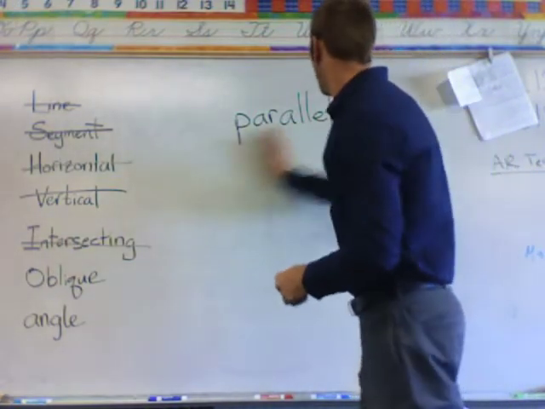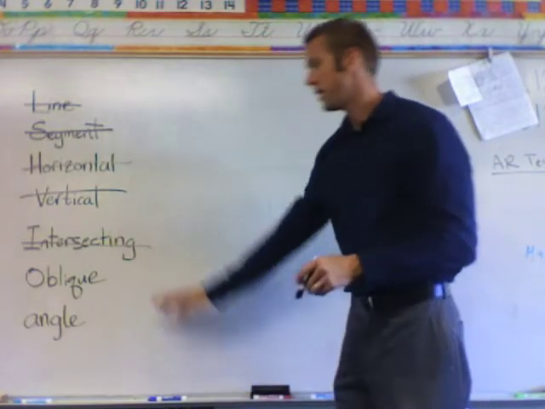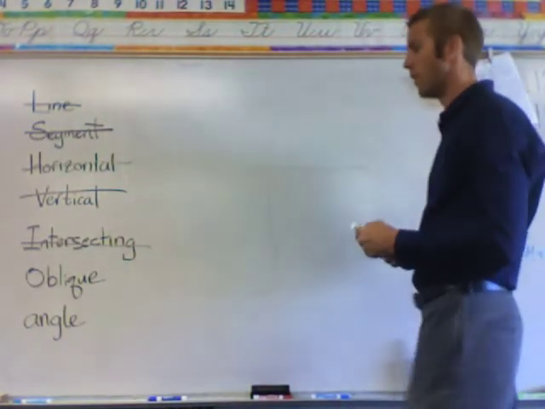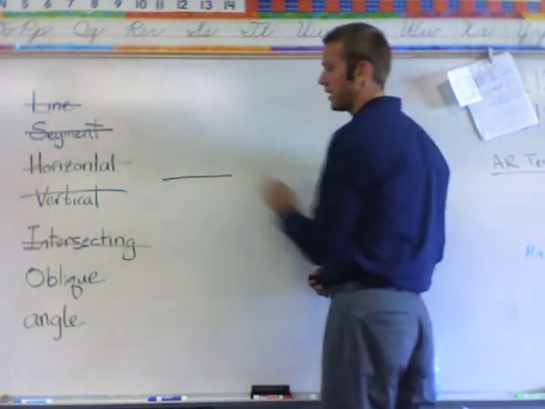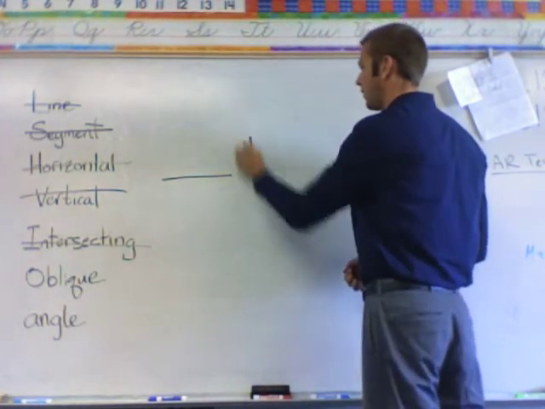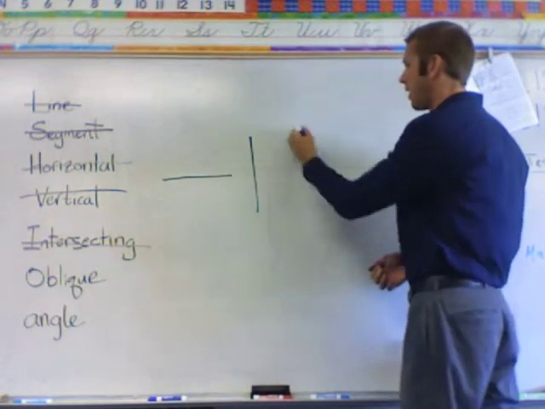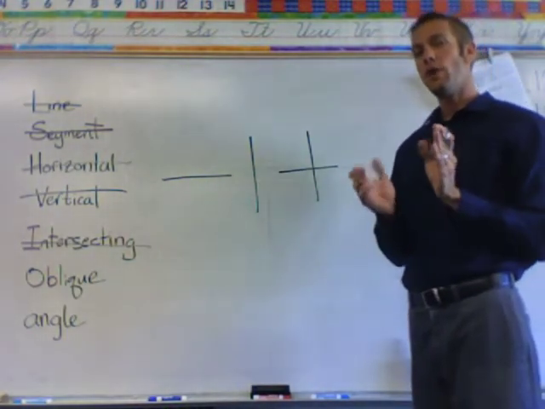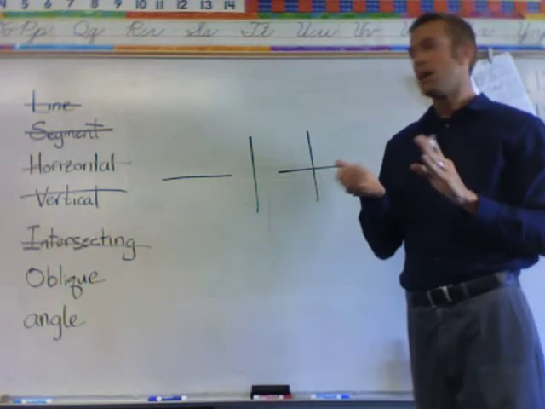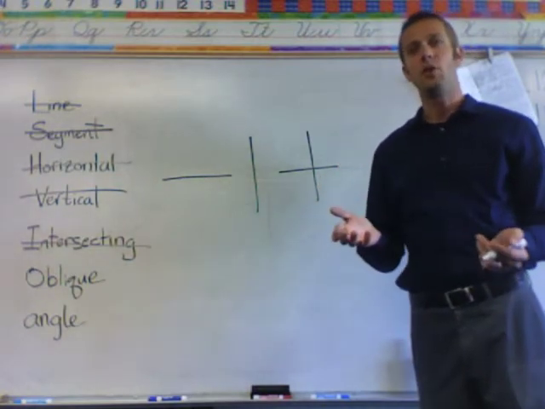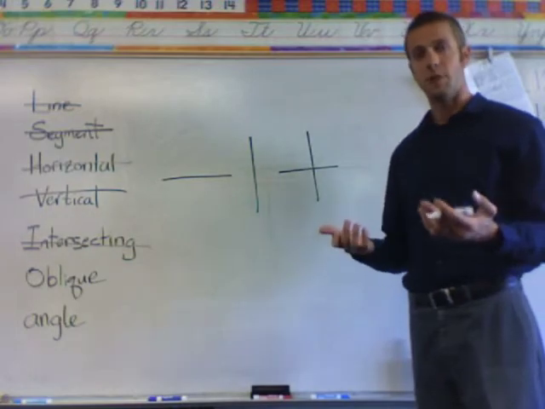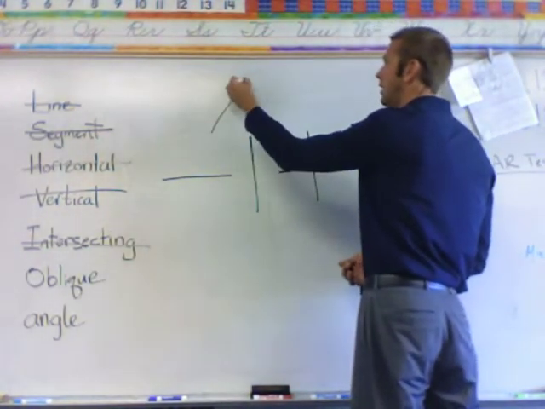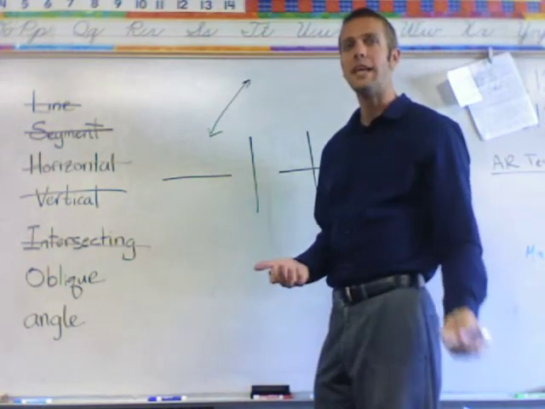Okay? The next word is oblique. And you might have never heard the word oblique before. We said that horizontals like this, and verticals like this, and sometimes they cross, making perpendicular lines. But if you have something in between, you might have thought before it's called diagonal or tilted. In geometry, it's called oblique. So if you have a line that's tilted, that's an oblique line.